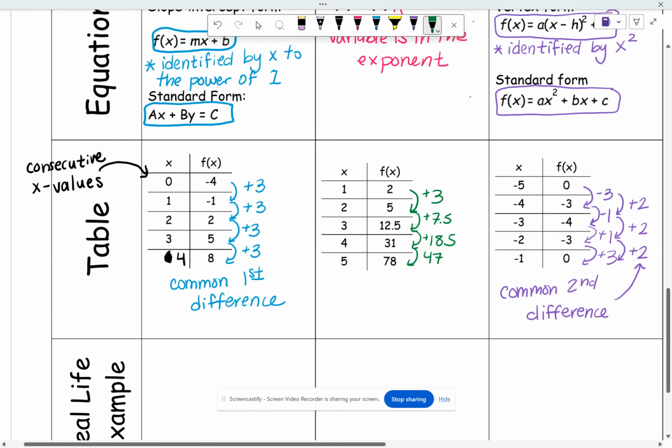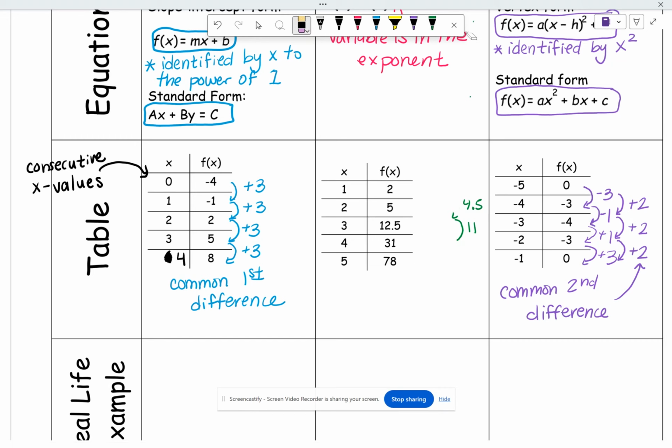Okay, so I try the first difference, it doesn't work. So then I try the second difference. What do I have to add to get from 3 to 7.5? 4.5. What do I have to add to get from 7.5 to 18.5? 11. Stop. First difference didn't work, second difference didn't work. Erase.